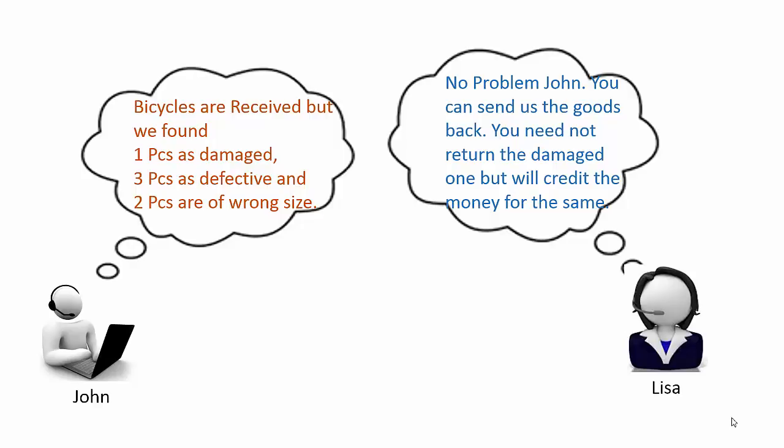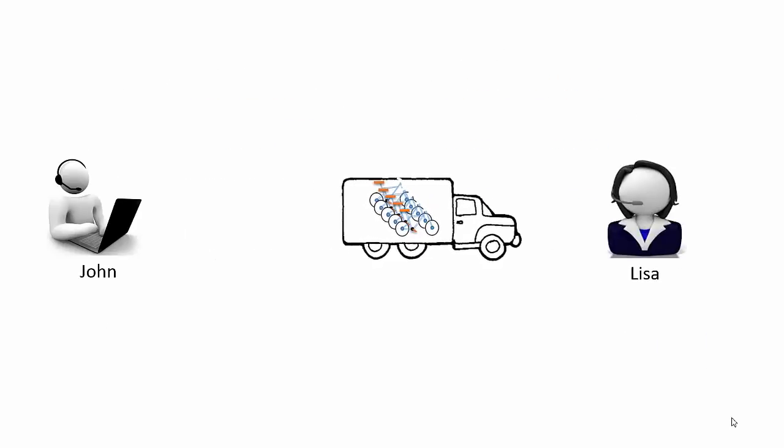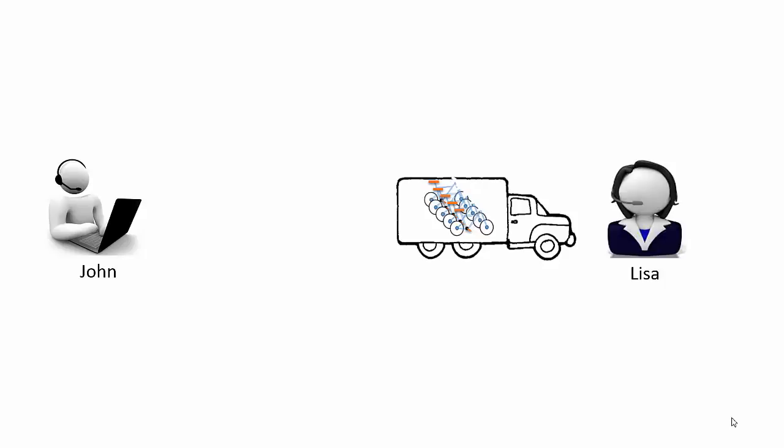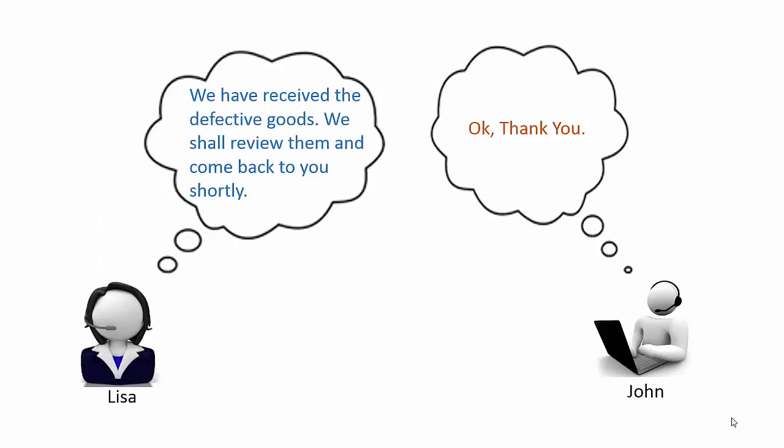However, it does not make sense to have the damaged piece back as it is no longer usable. Lisa asks John not to return the damaged one but assures to credit the money back for the same. John, the customer of RSBTC, sends the goods back to the vendor. Lisa, after receiving the defective goods back, informs their customer John that they will review the received goods and let him know once the return is processed.